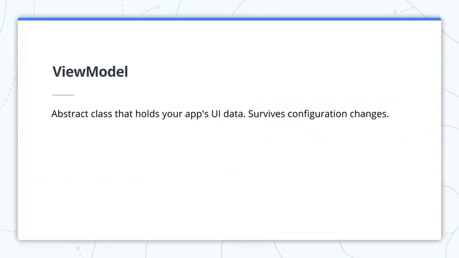The first step to converting Guessit to this architecture will be creating a ViewModel. ViewModel is an abstract class that you will extend and then implement. It holds your app's UI data and survives configuration changes.